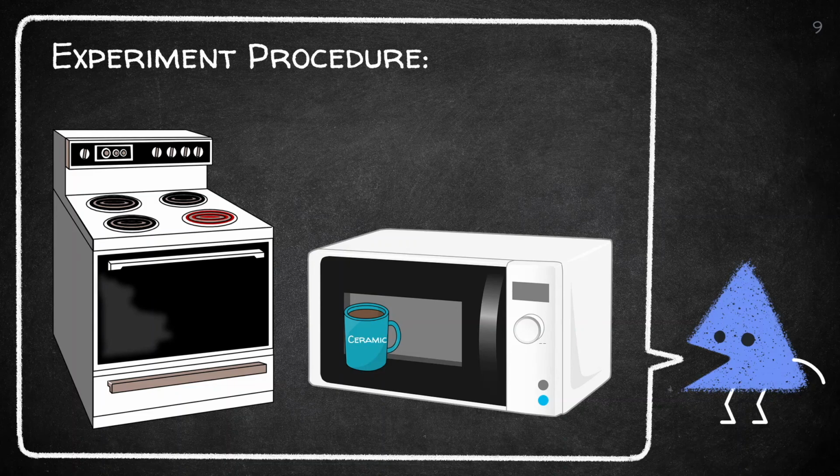We then repeated this procedure with the glass mug in the microwave. Next, we cooked the banana bread in the oven in the ceramic mug, checking and recording the temperature every 3 minutes until the bread was fully cooked. Finally, we baked the last round of bread in the glass mug in the oven and recorded the data.